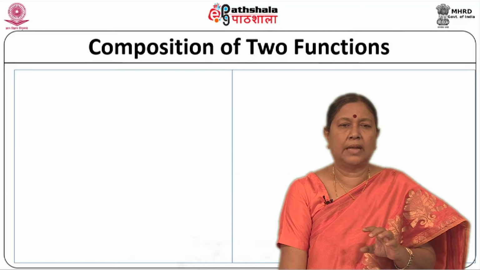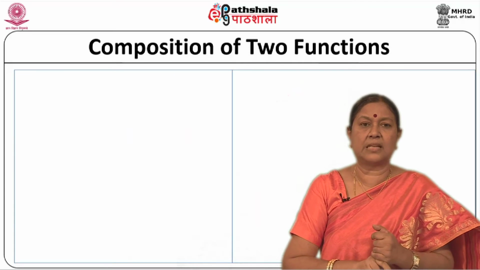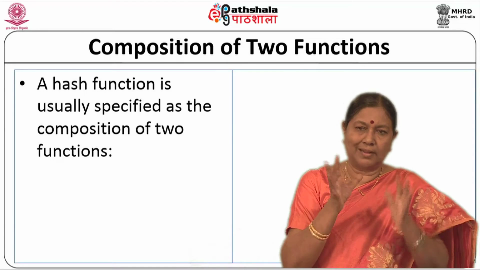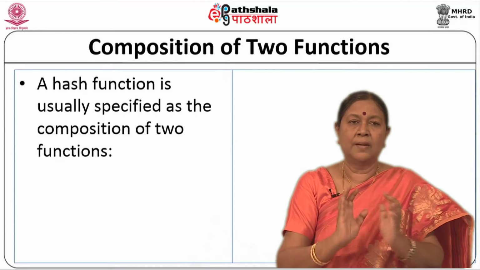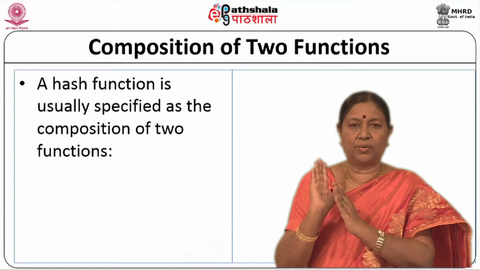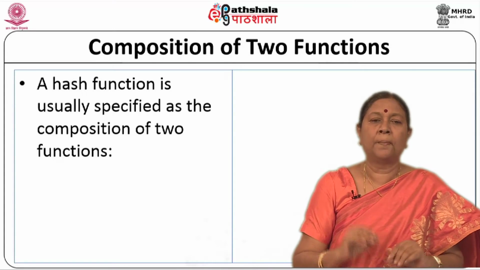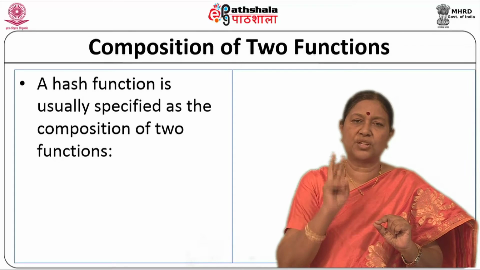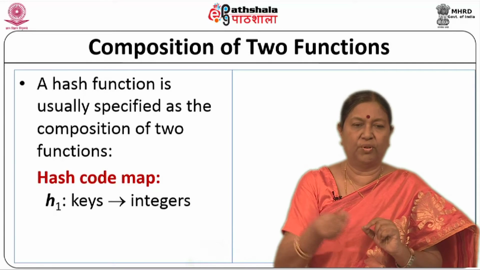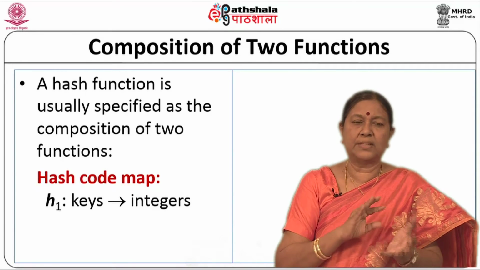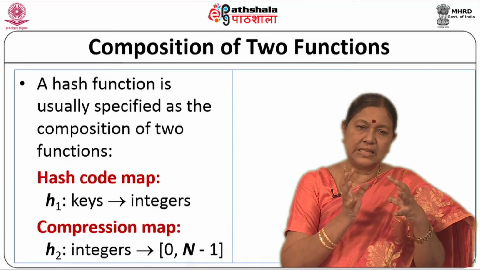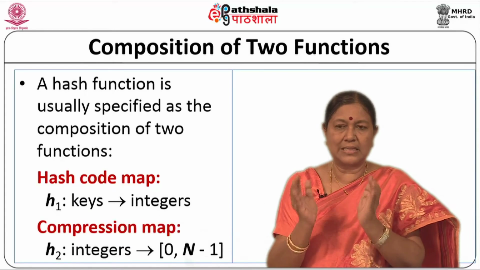Now, a hash function is usually specified as the composition of two functions. Previously we just spoke about a hash function, we did not say how it is composed. Given a key, we finally want an index into the hash table, the location of the key. One function is the hash code map, h1, which maps the keys to integers, and the other is the compression map, h2, which maps these integers into 0 to m minus 1, that is, the size of the hash table.